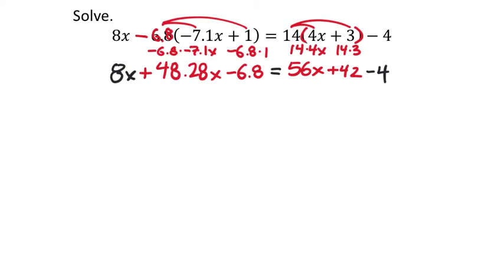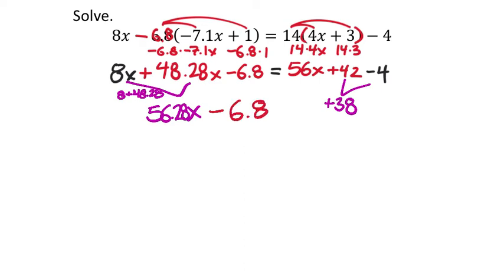So from here, we have an equation, but we do have some like terms that we can combine. I see I've got the x terms right here, which is 8x's plus 48.28 x's. So how many x's is that? It's 56.28 x's. And then on the right side, we got the 42 minus 4, which would be positive 38. So my new equation, 56.28x minus 6.8 equals the 56x plus the 38. Kind of offset there, but that's okay.